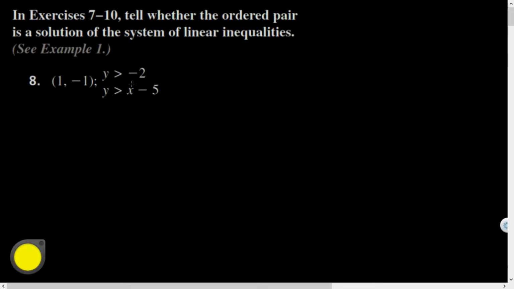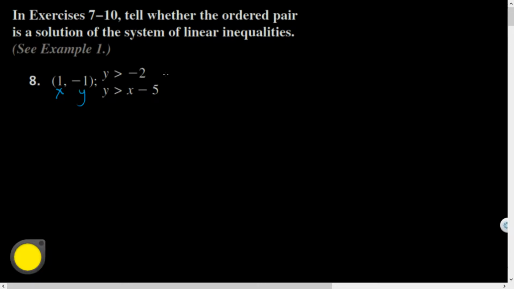Instead of graphing a single inequality on a coordinate plane, we graphed multiple, and then we described our solutions as being the common points of intersection between those. So here's a question they're asking: is this point a solution of this system? And the question would be, does it work in both of these?